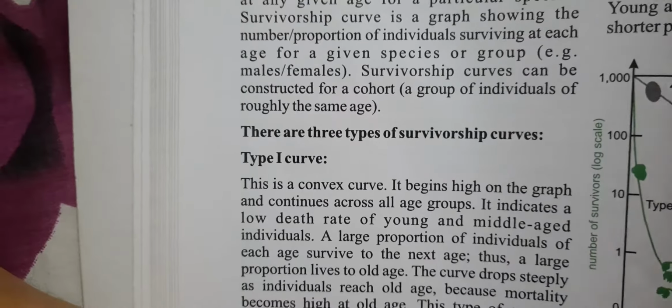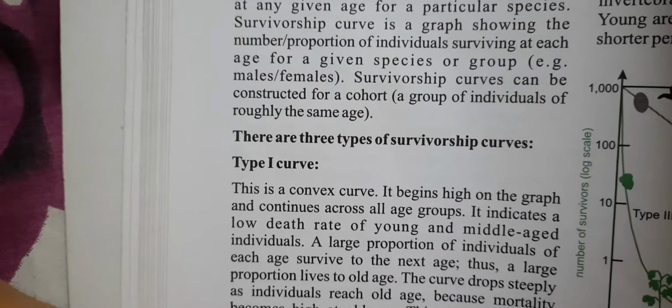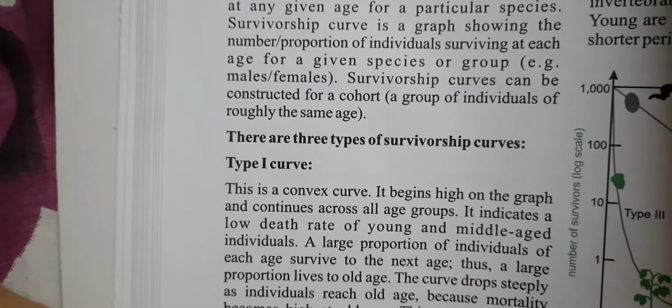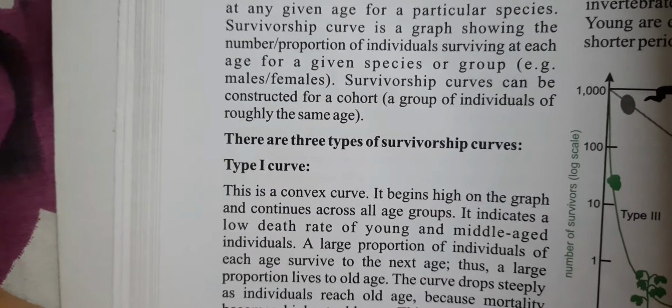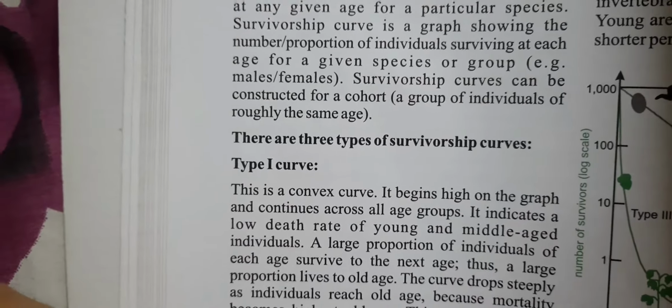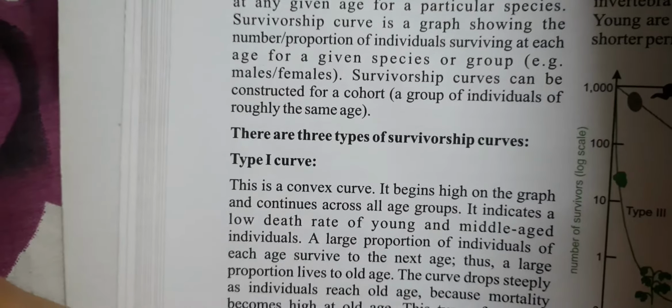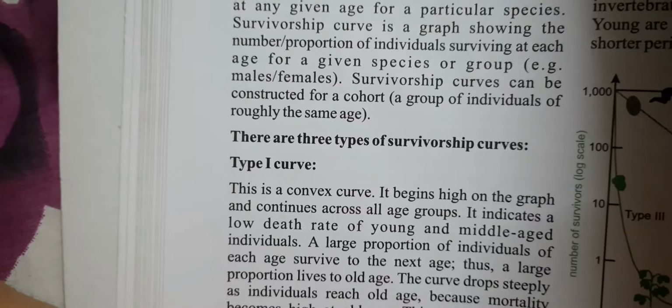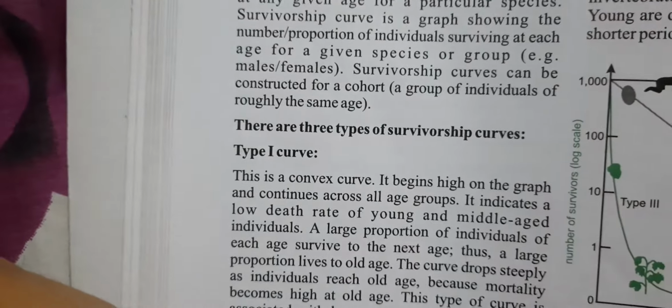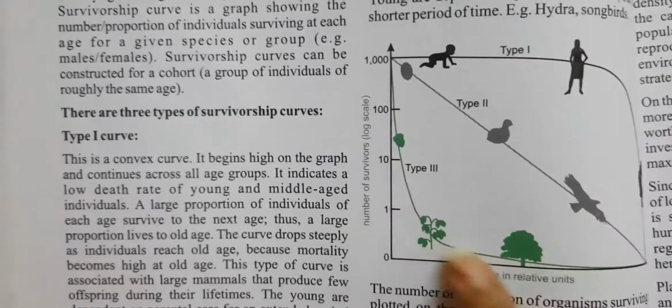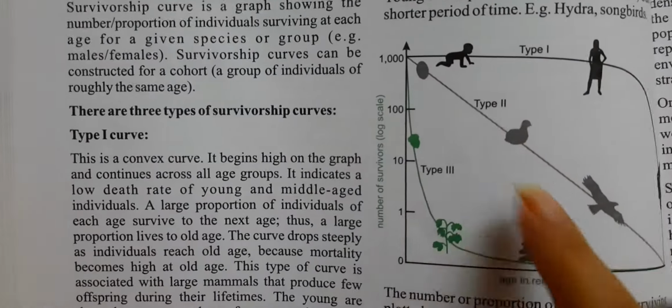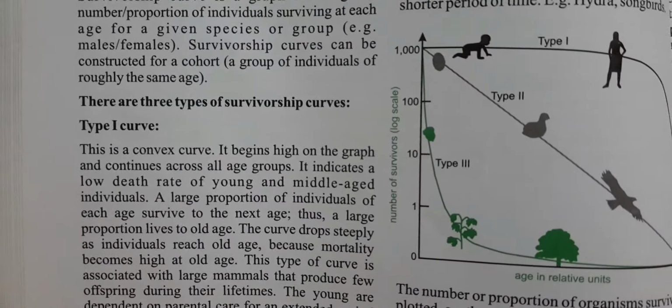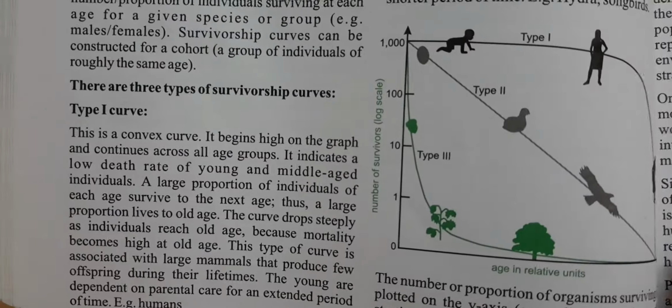A survivorship curve is the graphical representation showing the number of individuals surviving at any age for a given species or a given group. We have three types of survivorship curve. This is the diagram of the three survivorship curves. The first one is the type 1 survivorship curve.